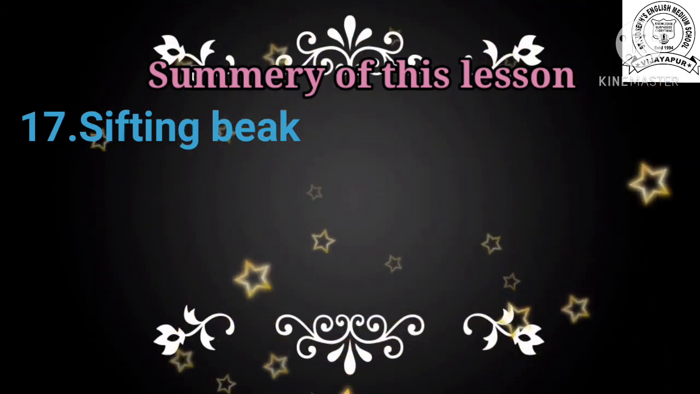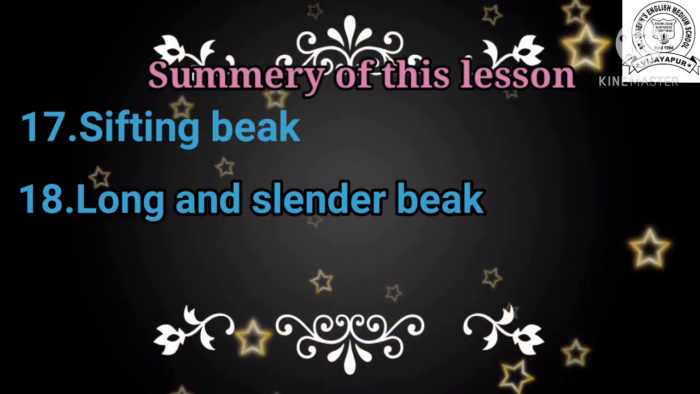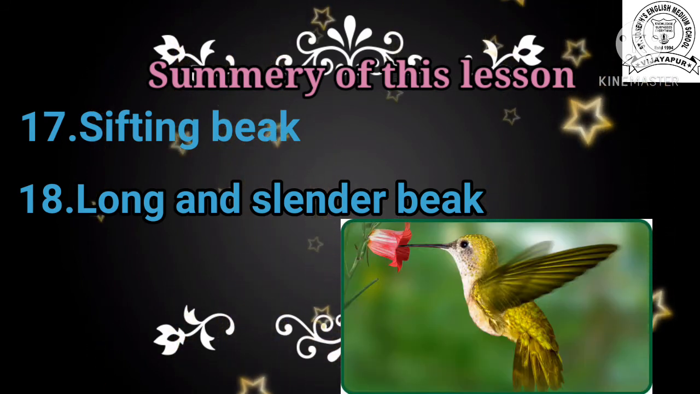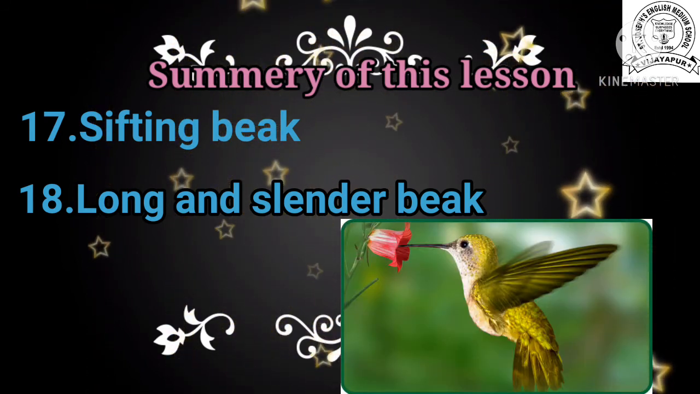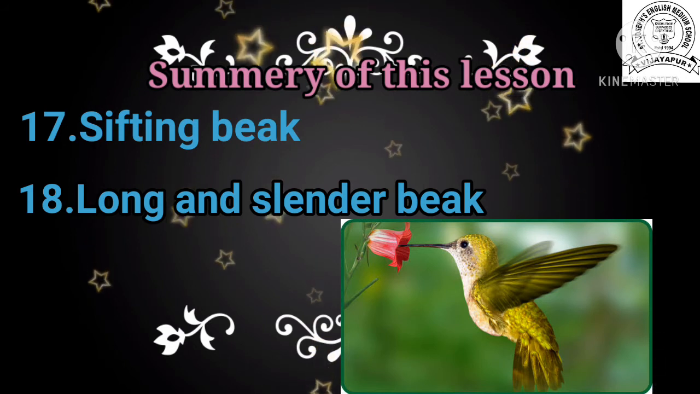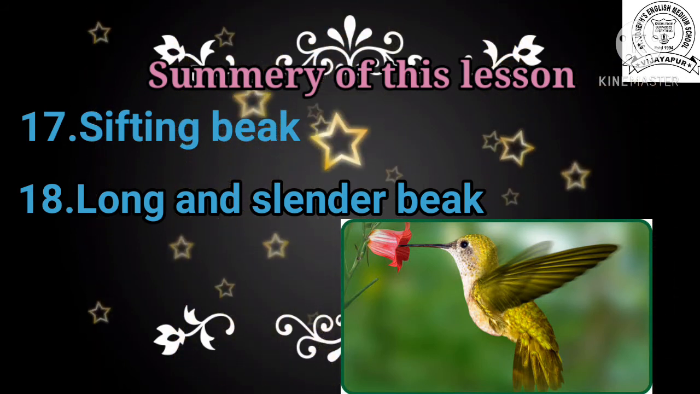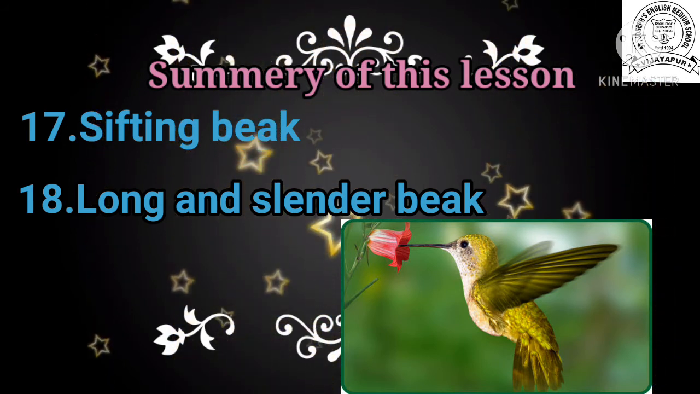Now the next one is the long and slender beak. This type of beak is present in the hummingbird. And by using that beak, they can search for insects. So the beak is called a probing beak.